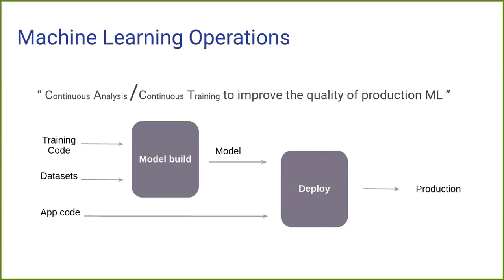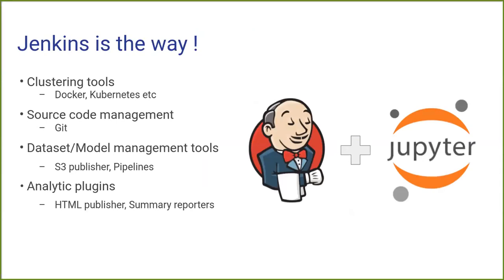So let me explain how they are achieving this using the plugins of Jenkins in ML operations. In any machine learning operation, there must be multiple steps like training, preprocessing, and validation, so there are lots of intermediate steps. For clustering tools, you can use the Docker plugin or the Kubernetes plugin. There are lots of clustering tools available in Jenkins.